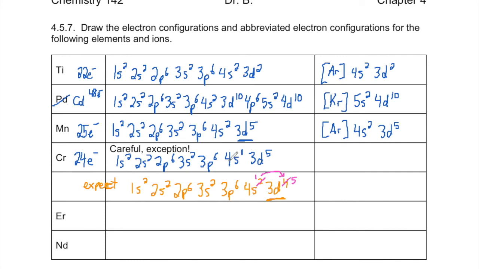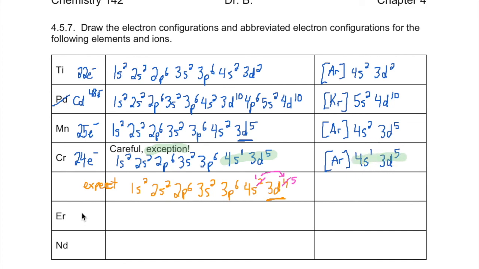So this makes chromium an exception. It's a little bit unusual. You would expect to put 2 electrons in the 4s and 4 in the 3d, but instead there's only 1 in the 4s and there's 5 in the 3d. So this is what makes it an exception. This part over here is kind of unusual. This is the exception part.